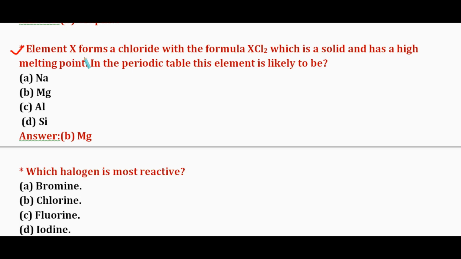Next question. Element X forms a chloride with the formula XCl2, which is a solid and has a high melting point. In the periodic table, this element is likely to be sodium, magnesium, aluminum, silicon. The element which has valency 2 is the correct answer. So it is magnesium. Its valency is 2.